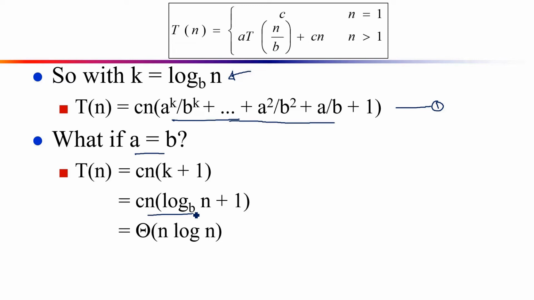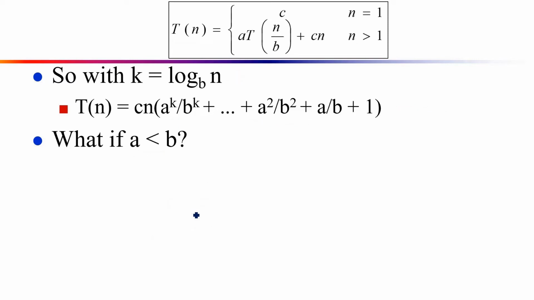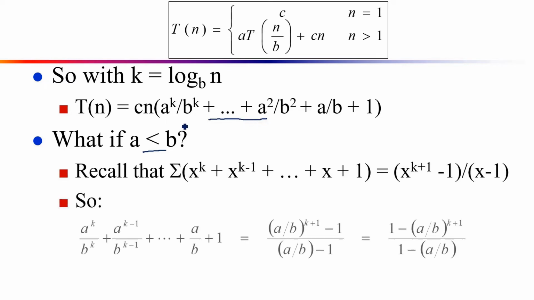Now let us consider the second scenario where a is less than b. So when a and b are not equal, then we can summarize this series with this formula.